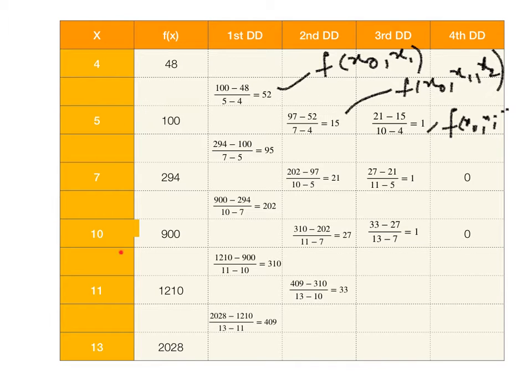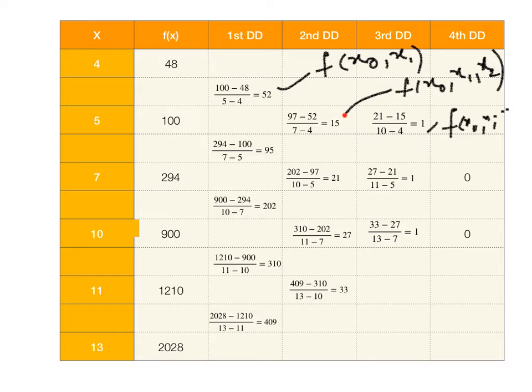Note down, the first column is the given x value, the second column is y or f of x. Then we start finding the divided difference columns. First divided difference, as usual we take the previous column difference, 100 minus 48. Also, since it is a divided difference method, we also divide by x values. So we take 5 minus 4. Next 294 minus 100 divided by 7 minus 5. 900 minus 294 divided by 10 minus 7. So likewise we have to continue this for all first divided differences.